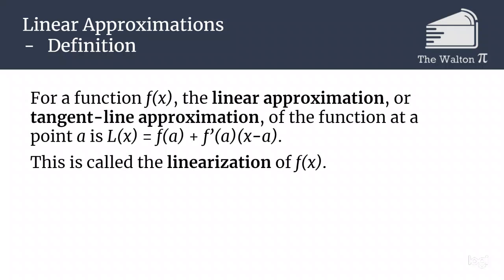So for a function, the linear approximation or the tangent line approximation can be written as f of a plus f prime of a times x minus a, where a is the point where we are finding the tangent line. And so this is our linearization of f of x. This formula for L of x is basically just the point slope form, where we know the point is a comma f of a, and the slope is going to be f prime of a. This is just point slope form of that line.